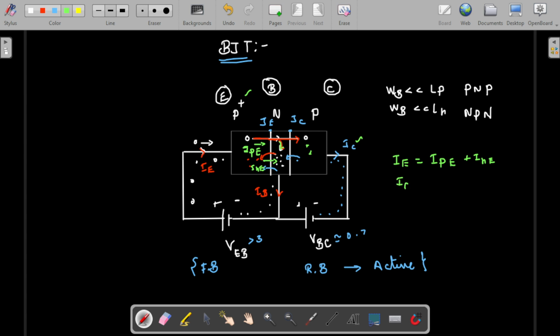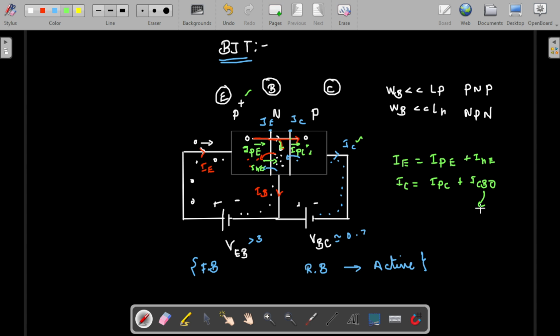Now IC can be written with the IPC. This is because of the holes coming from there to here, right? So IPC, the holes in the collector terminal, plus usually some reverse saturation current, which is some negligible nano or micro amp current, so that can also be added here. That is ICBO. I will explain this ICBO clearly later, but for now please note this term. Some reverse saturation current or some negligible current will flow this way.